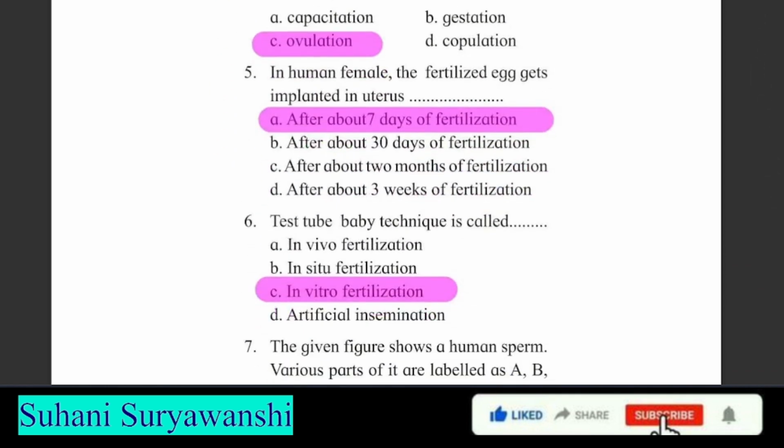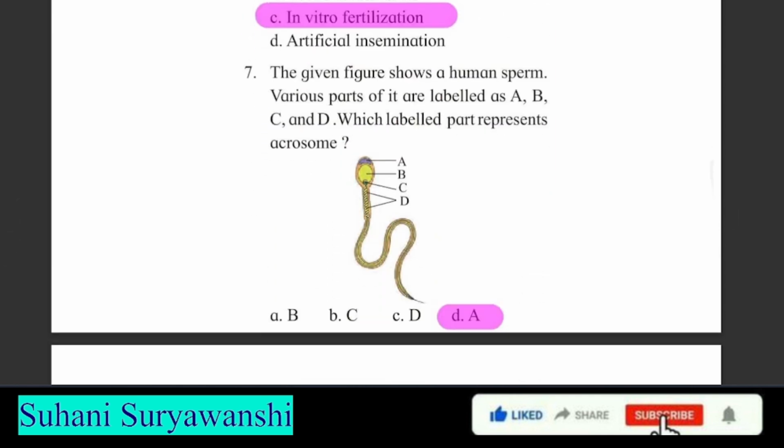In human female, the fertilized egg gets implanted in uterus. Option A, after about 7 days of fertilization. Test tube baby technique is called A, in vivo fertilization, B, in situ fertilization, C, in vitro fertilization, and D, artificial insemination. So correct answer is option C, in vitro fertilization.